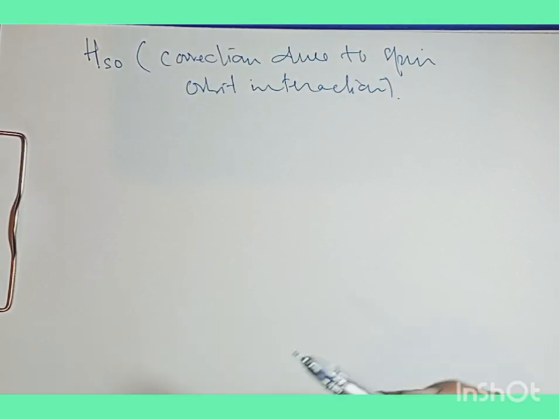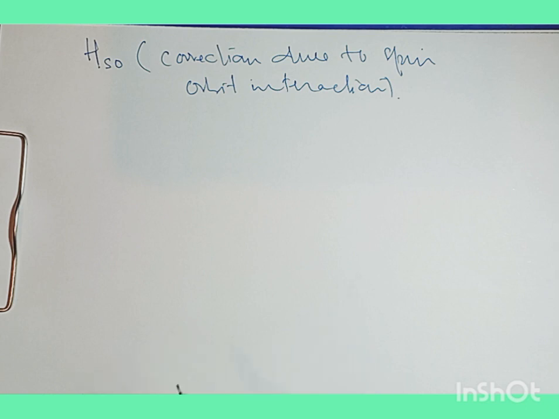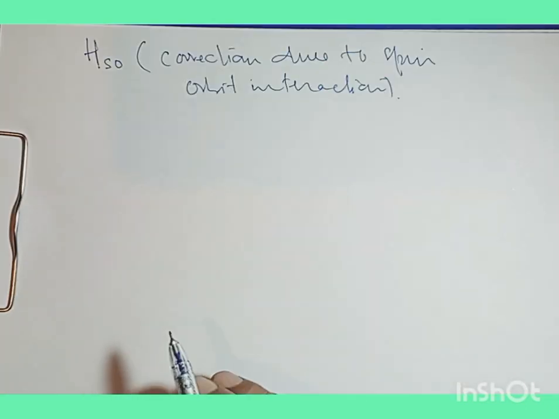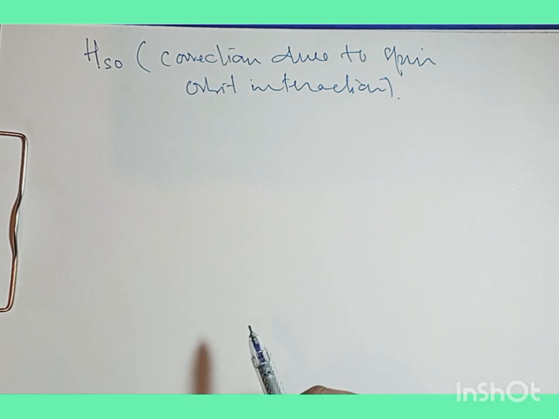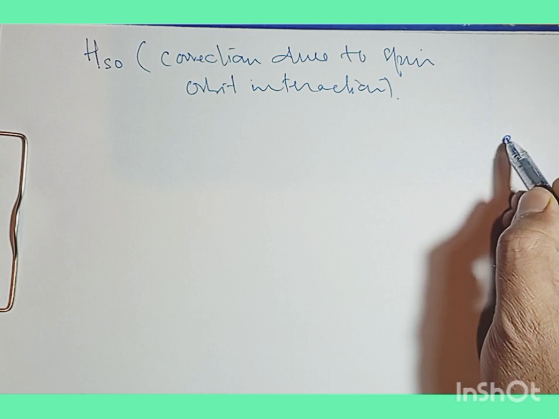And what we have already done is we have calculated the correction due to the relativistic motion of electron, because the electron is revolving around the nucleus with a speed that's close to the speed of light. Now we have to go for the analysis of another correction, and that's the correction due to the spin orbit interaction.